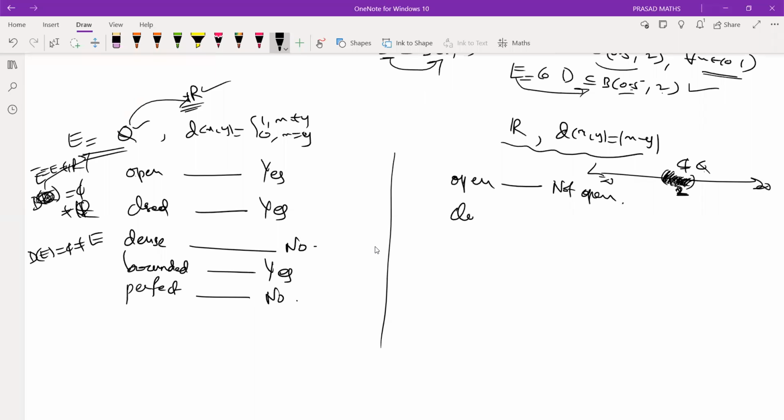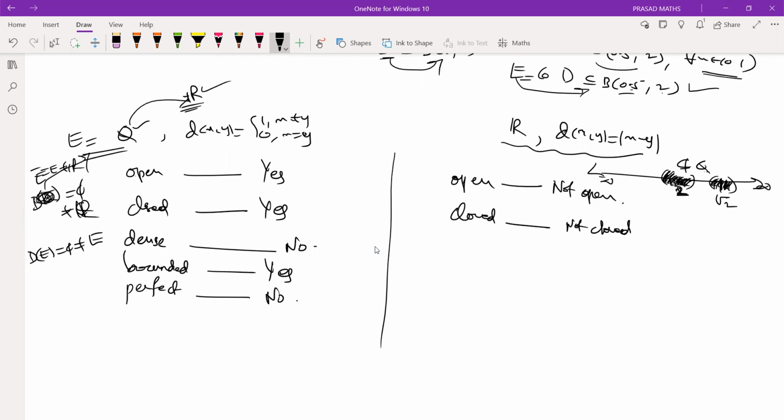Is it closed in Q? Is it closed in R with respect to the usual metric? The answer is no, because root 2 is a limit point: any neighborhood you take contains irrationals and rationals, at least one rational other than this point. Therefore, root 2 is a limit point of Q, whereas root 2 does not belong to Q. Therefore, not closed.